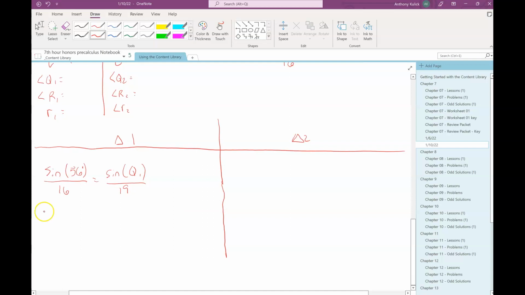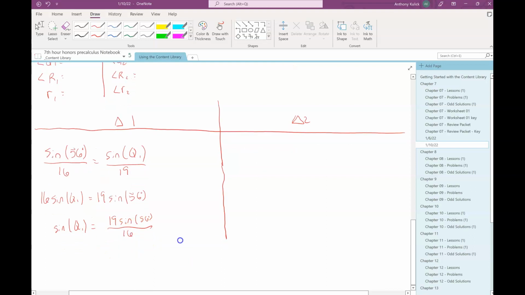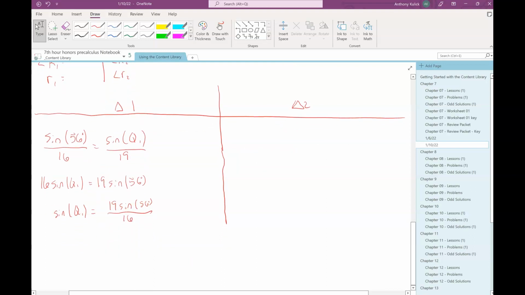So I will cross multiply. So 16 times sine Q1 equals 19 times sine 56. We'll divide both sides by 16. And then how do I get rid of the sine in front of that Q1? Sine inverse. So Q1 is going to equal sine inverse of 19 sine 56 over 16.